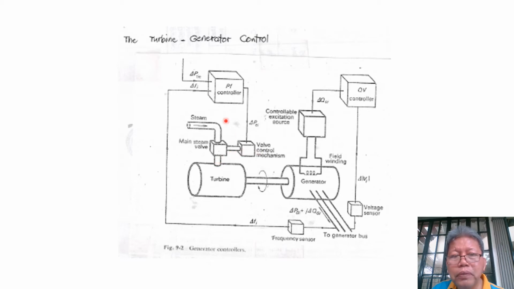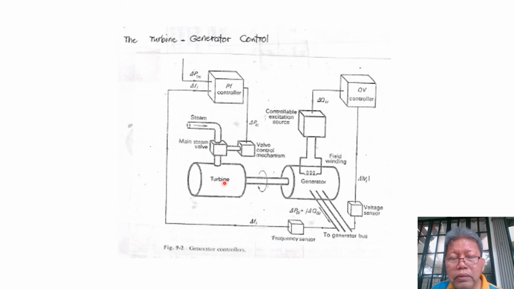Usually for small changes of frequency and small changes of delta P being received by the PF controller, the action of the valve control mechanism, due to this command signal, will be to partially open or partially close our main steam valve, not to totally open or totally close this main steam valve, because of the small changes of our input to our PF controller.